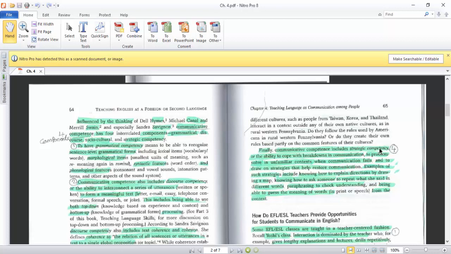of strategic competency: such strategies include knowing how to explain directions by drawing a map, knowing how to ask someone to repeat what she said in different words, paraphrasing to check understanding, and being able to guess the meaning of a word in print or speech from the context.